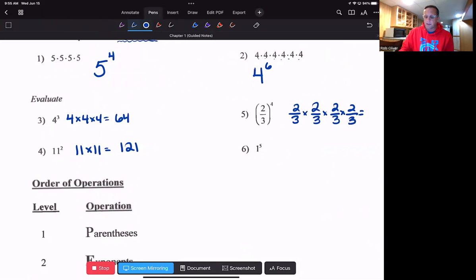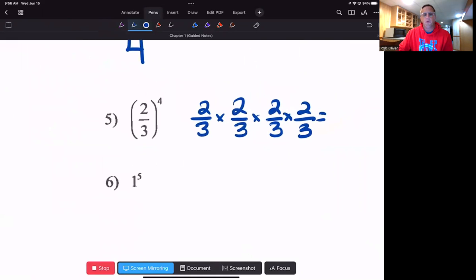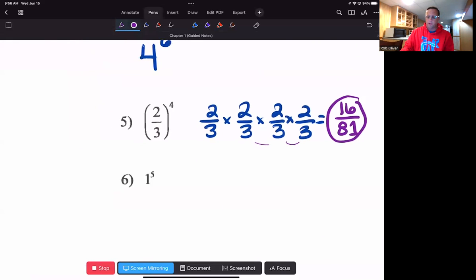So I'm just going to work on the numerator right there. We have 2 times 2, which is 4. 4 times 2 is 8. 8 times 2 is 16. So there's our numerator, 16. And then we have 3 times 3, which is 9. And 9 times 3 is 27. And then 27 times 3 is 81. And there's 2/3 to the 4th power.